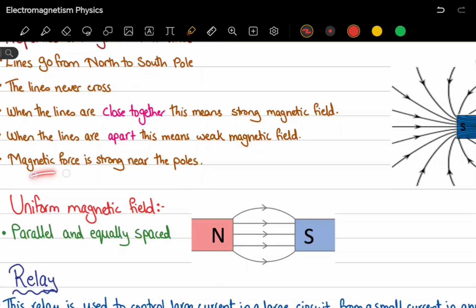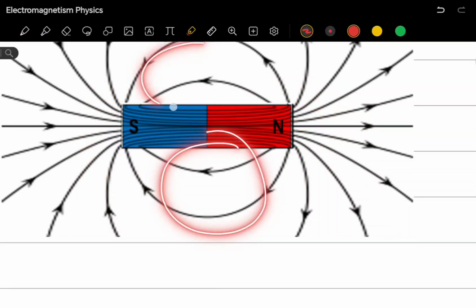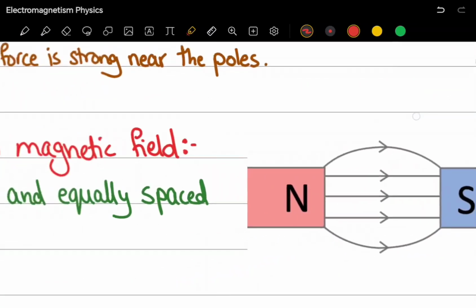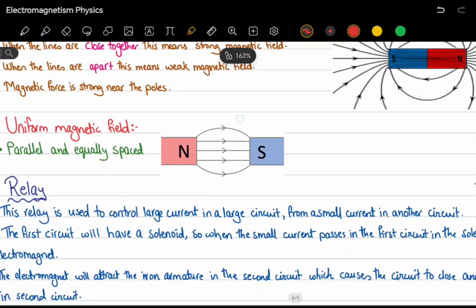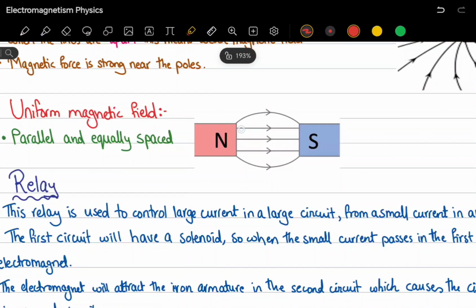Magnetic force is strong near the poles, as I've mentioned before. So near the poles, we're always going to have a very strong magnetic field compared to here and here. Now moving on to uniform magnetic fields. Uniform magnetic field means that the magnetic field lines are parallel and equally spaced.